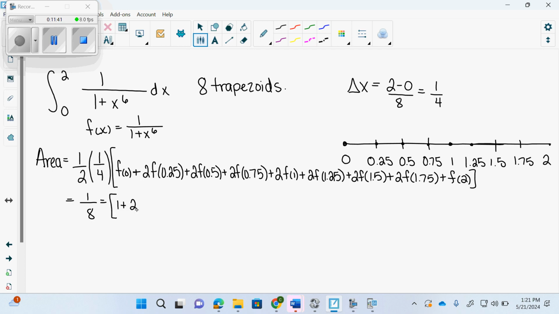And then if we do one divided by 1 plus. Okay. So these aren't going to get that pretty. This is going to be 1 over 1 plus 0.